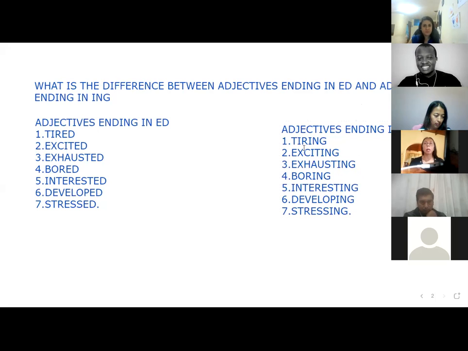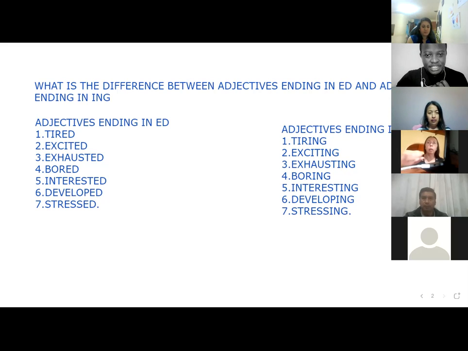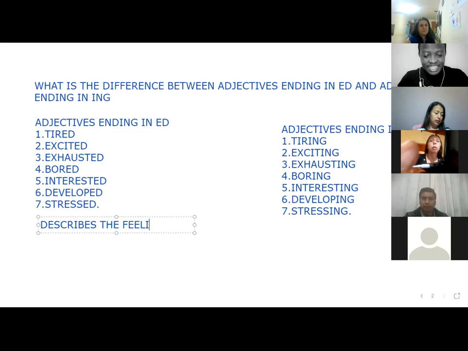Now, we have tired, tiring, excited, exciting, exhausted, exhausting, bored, boring, interested, interesting, developed, developing, stressed, stressing. What is the difference? Okay, the difference is easy. When you say, I am bored, what are you describing? The feeling. Yeah, ed describes the feeling.